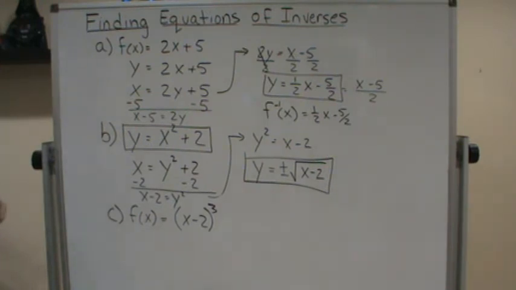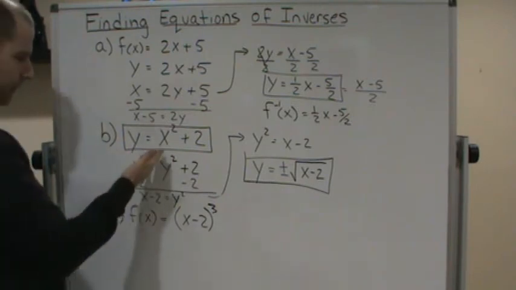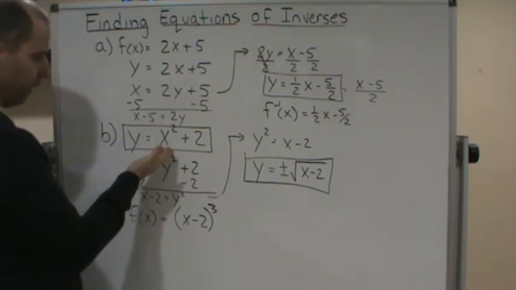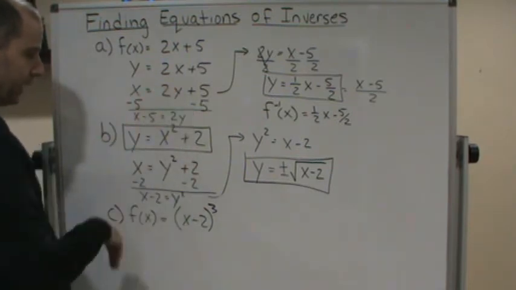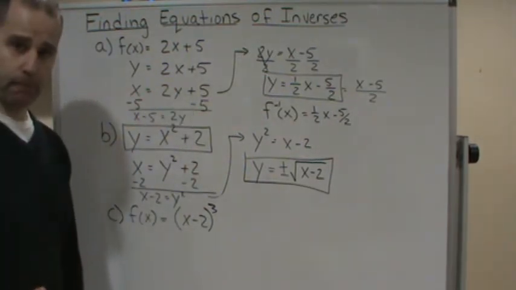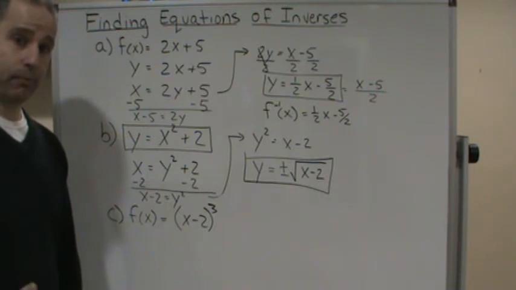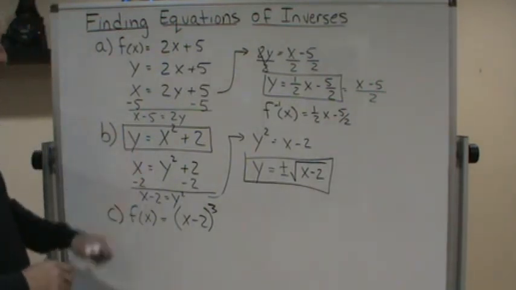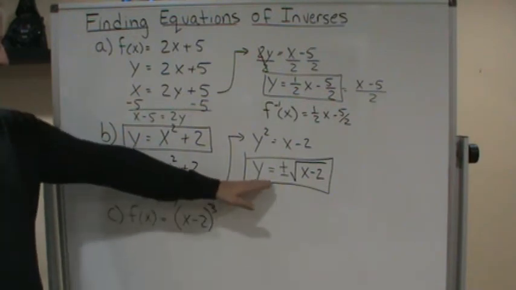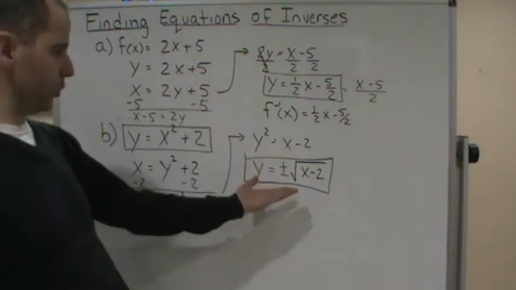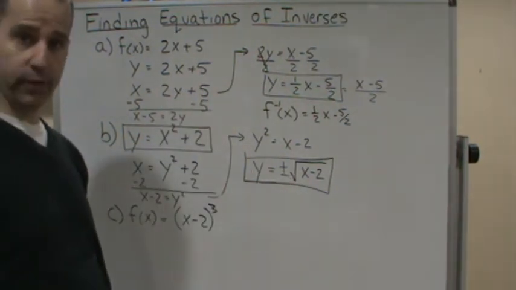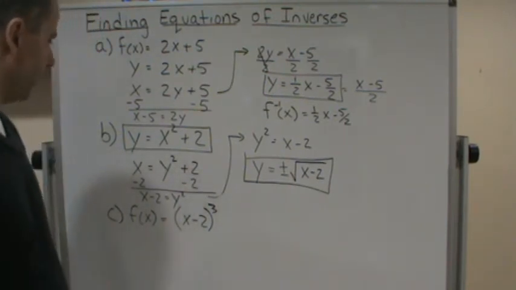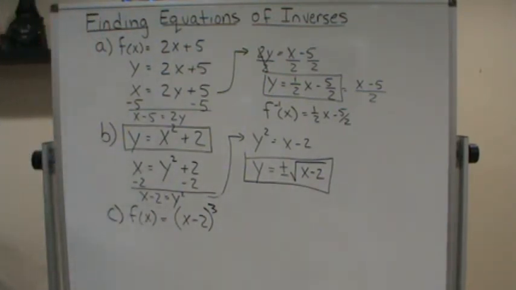Okay? In fact, if you were to graph this, this is a parabola that is shifted 2 units up. And the graph of a parabola does not pass the horizontal line test. Okay? So this is not a 1-to-1 function. So therefore, the inverse does not exist. And by the way, by doing this, we actually showed that to be the case. Okay, so we're done with B.